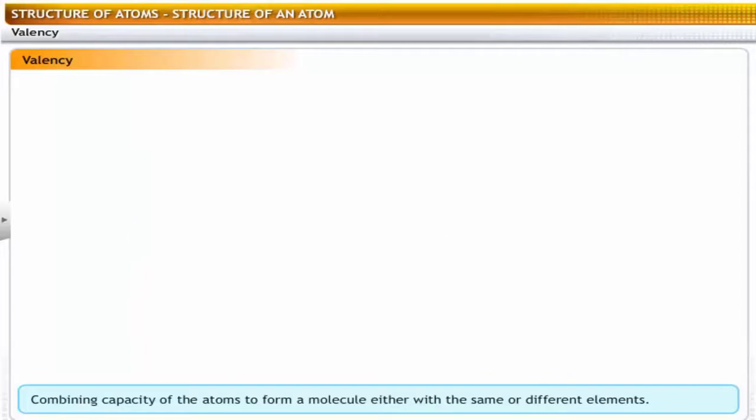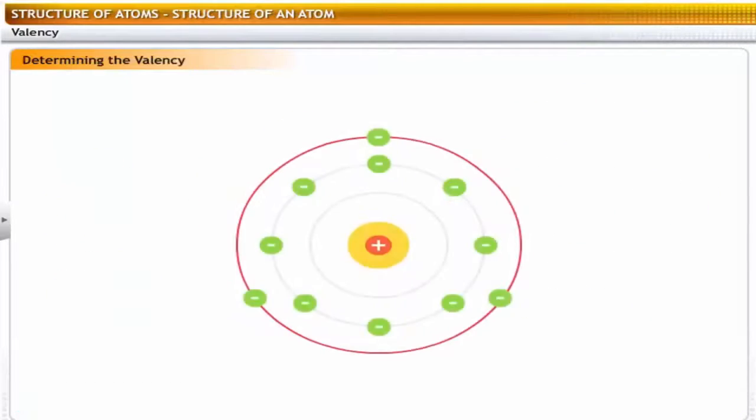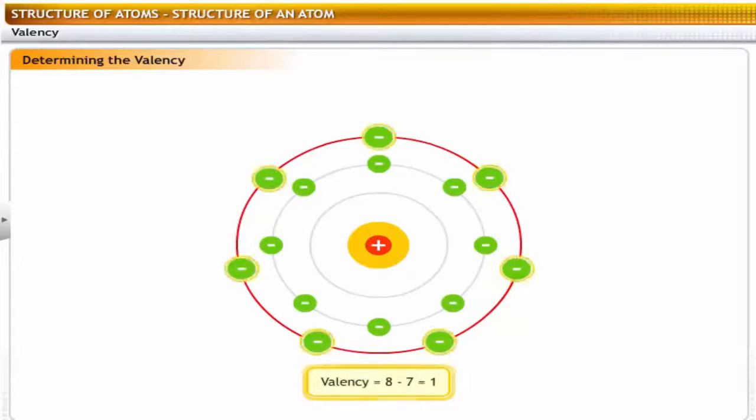For example, elements like hydrogen, lithium, and sodium atoms contain 1 electron in the outermost shell. Therefore, they can lose 1 electron, so their valency is 1. If an atom contains less than 4 electrons in its outermost shell, the valency of the atom is equal to the number of electrons present in the valence shell. For example, aluminium has 3 electrons in its outermost shell, so the valency of aluminium is 3. On the other hand, if the outer shell has more than 4 electrons, the valency is 8 minus the number of electrons in the outer shell.